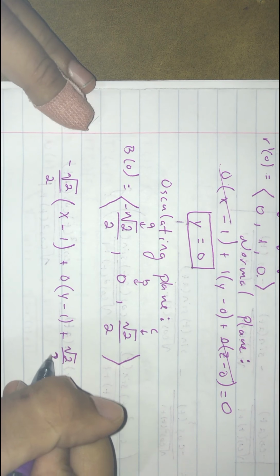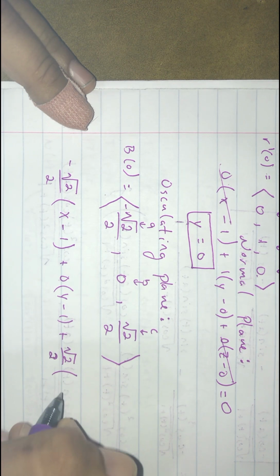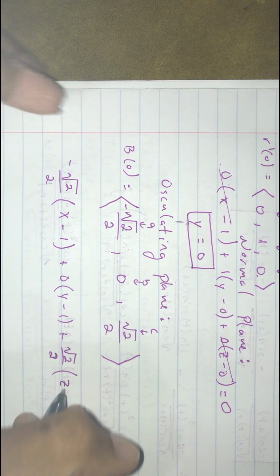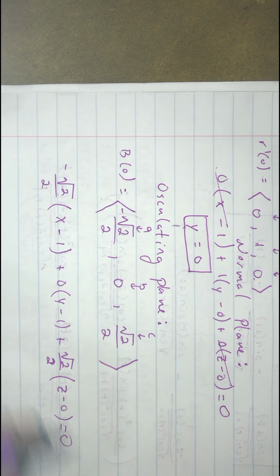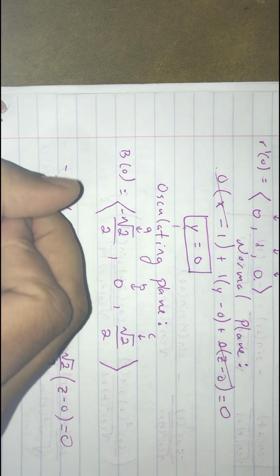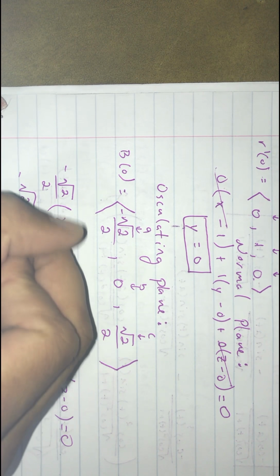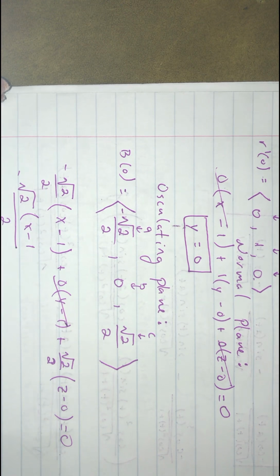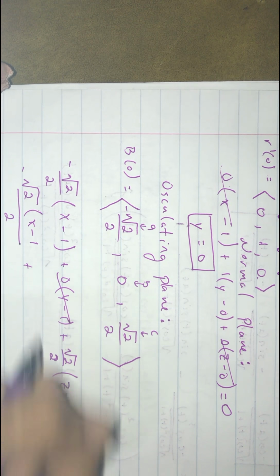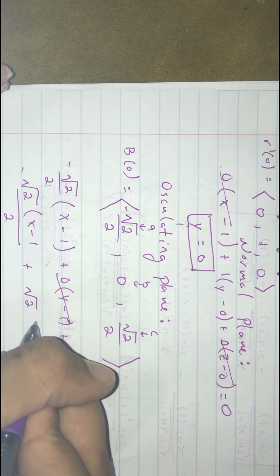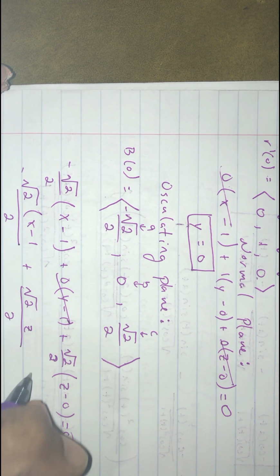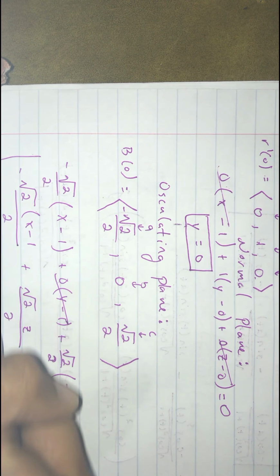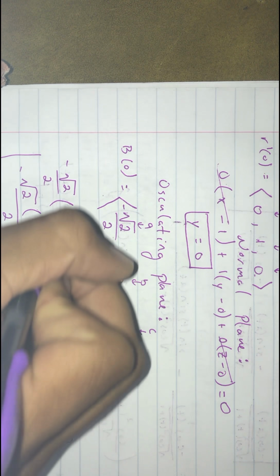Square root of 2 over 2 times z minus 0 is equal to 0. So we're just going to multiply this through. So negative square root of 2 times x minus 1 all over 2. Y goes away. Plus square root of 2 times z over 2 is equal to 0. And this is going to be the equation for our osculating plane.